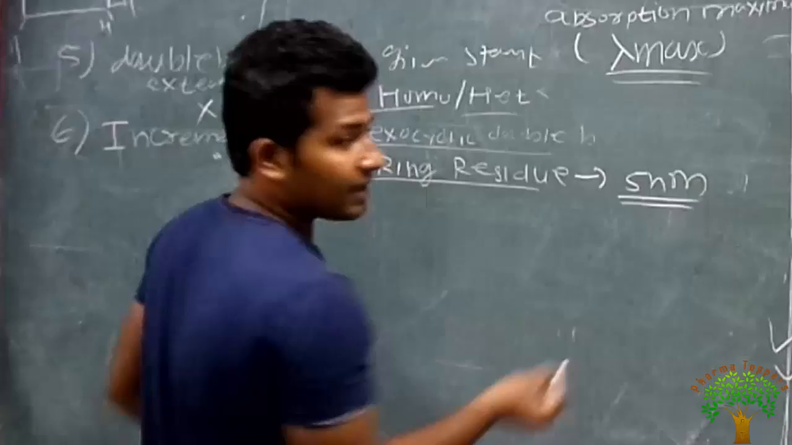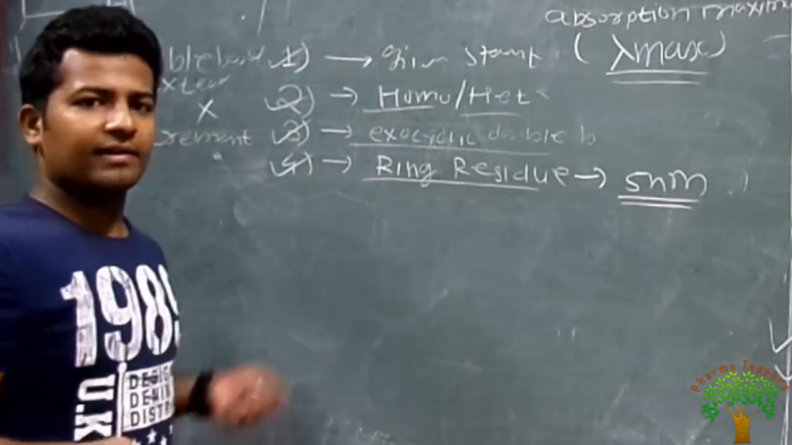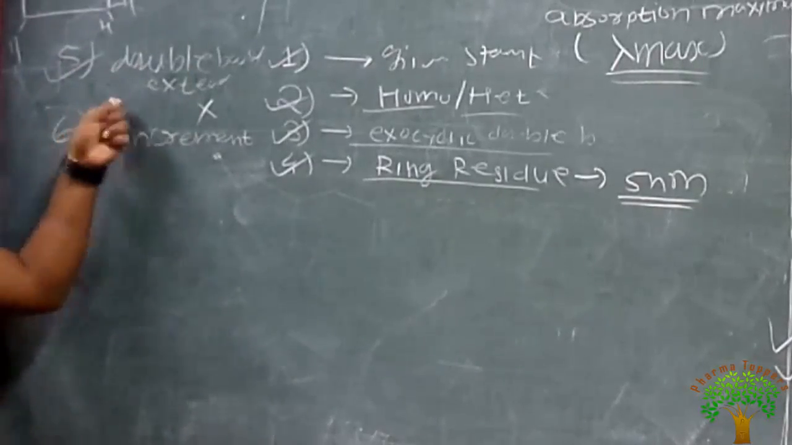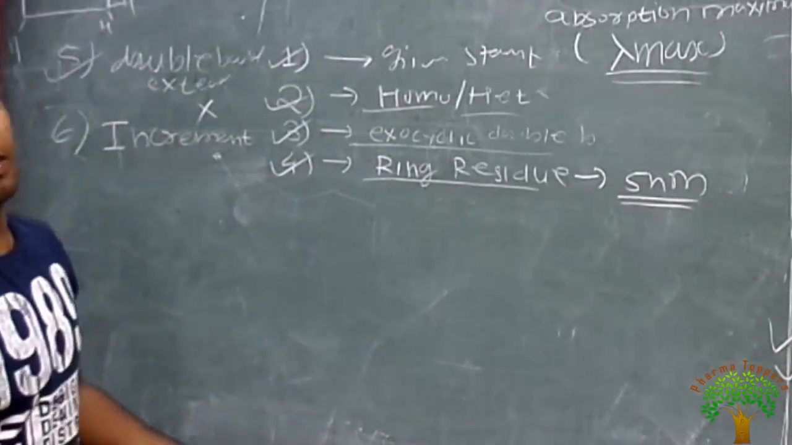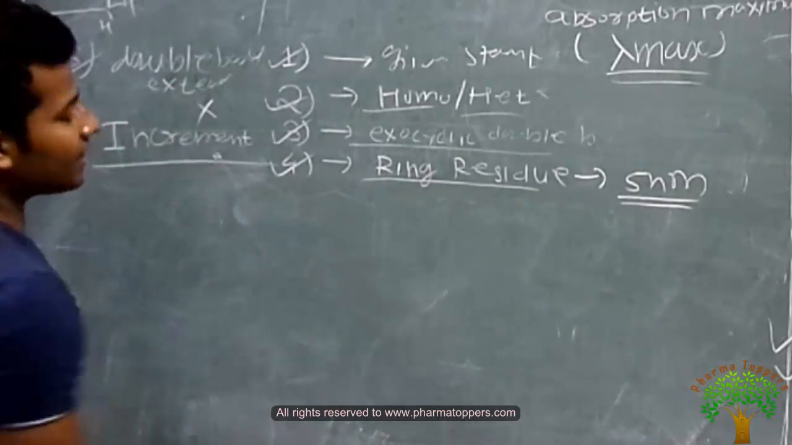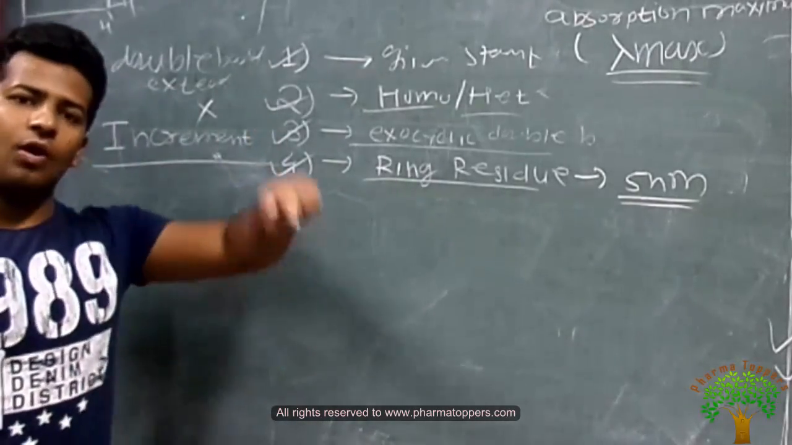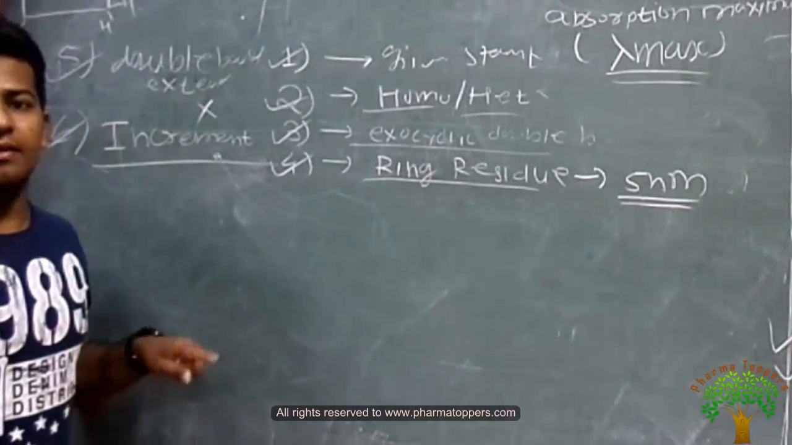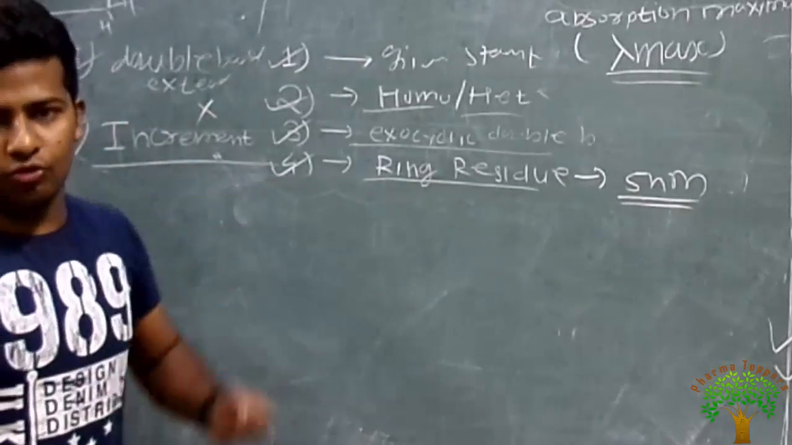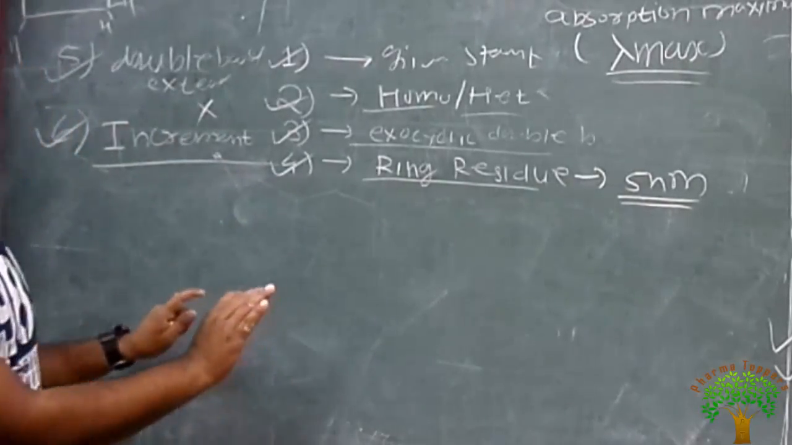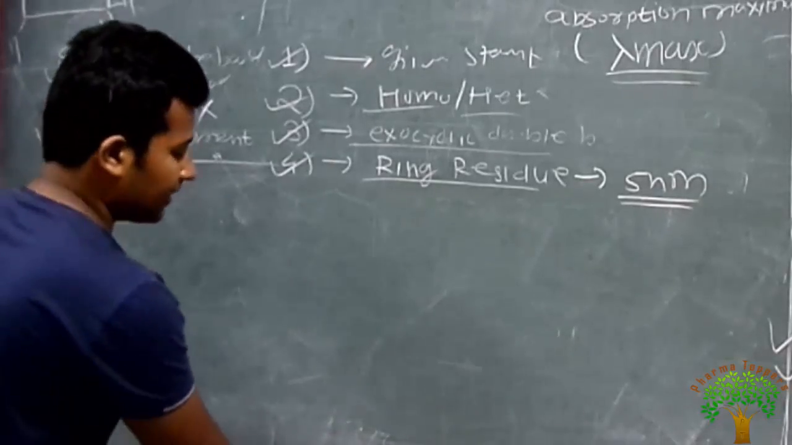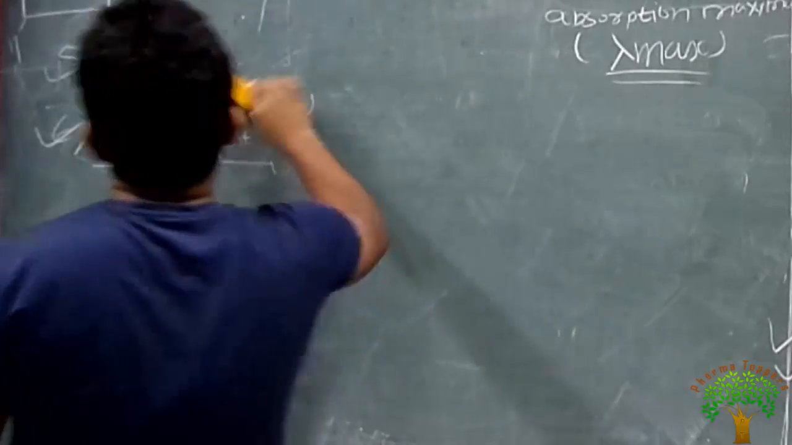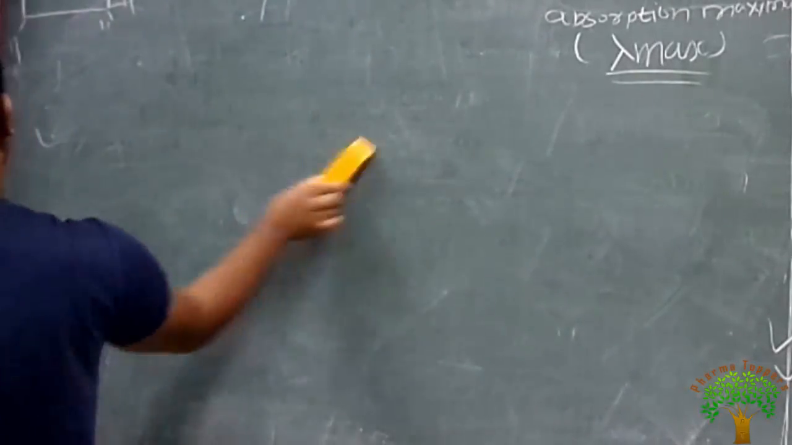Identify the ring residues, how many ring residues are present on the ring. The fifth one is whether a double bond extending conjugation is present on the ring or not. And last, the increments are only counted on conjugated carbons; no increment is calculated if the substituent is present apart from conjugated carbons. This is the sixth main rule. Please write down all these rules. Then we will solve many examples.